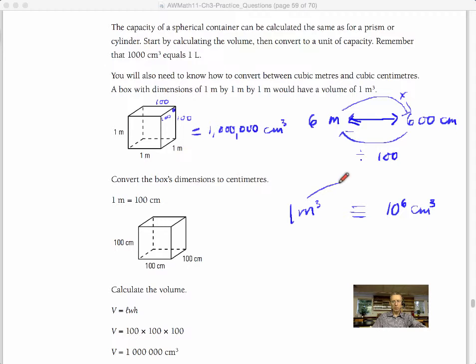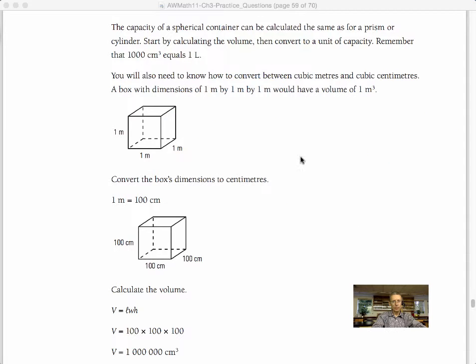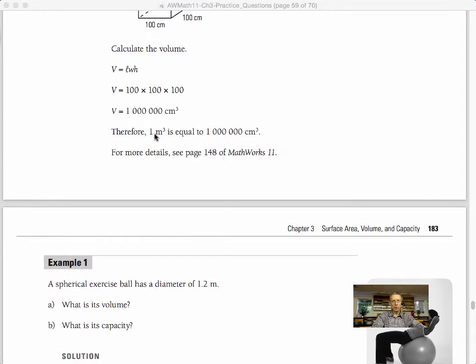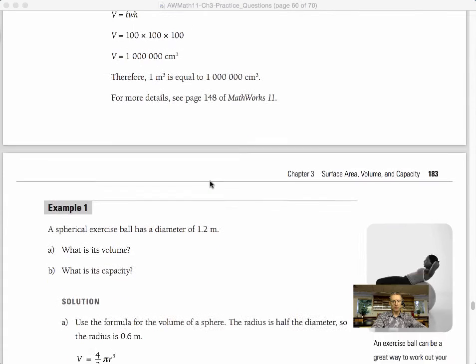So going to the smaller unit again, we multiply, and going to the larger unit we divide, but this time it's by a million to go from one unit to the other. So that's what they're showing right here. So just keep that in mind when you're converting. Therefore 1 cubic meter is equal to 1 million cubic centimeters. So what's the capacity? You would have to divide this by 1000 to change it into liters. So that would give us 1000 liters.